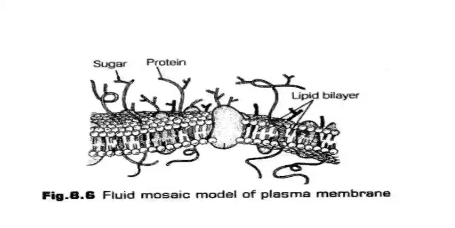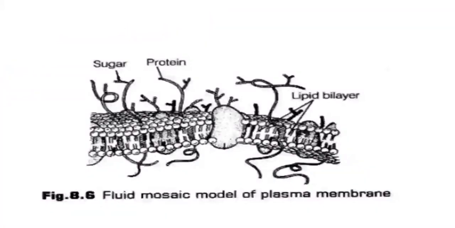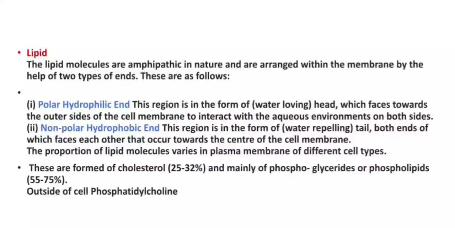Now in this diagram, the three main components of the plasma membrane are shown to you. One is the lipid bilayer. Here you can see two layers of lipids: one is this and the other one is at the bottom below it. Then the sugar component and the protein components are shown. The next is the components of the membrane. The first component is lipids.